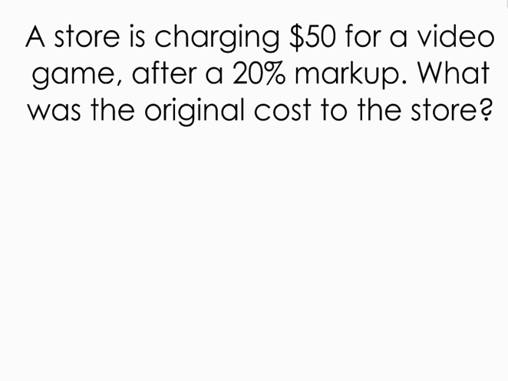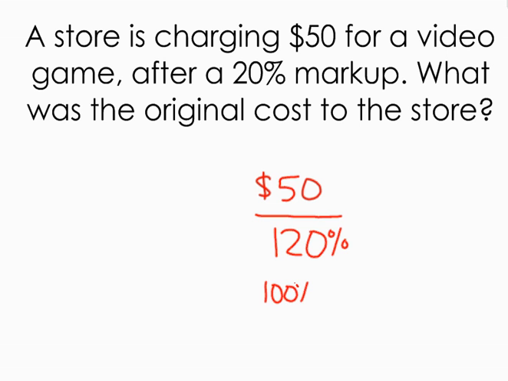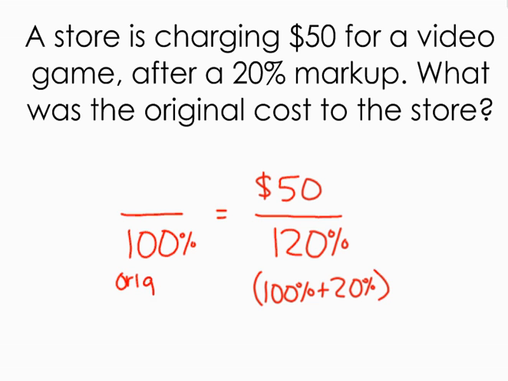If they are selling it for $50 and that's after a 20% markup, then the $50 is going to represent 120% of the original cost. Okay, and just as a side note, that's my 100% plus my 20% markup. That's where the 120% is coming from. And in my proportion, I'm going to set that equal to what it would be at 100%, since 100% is going to represent the original price.